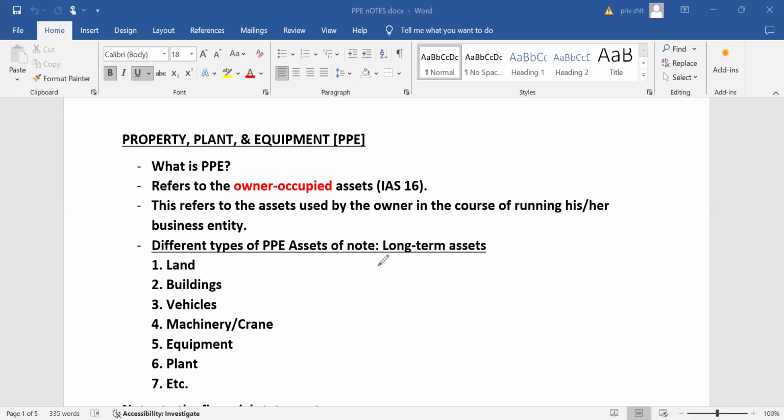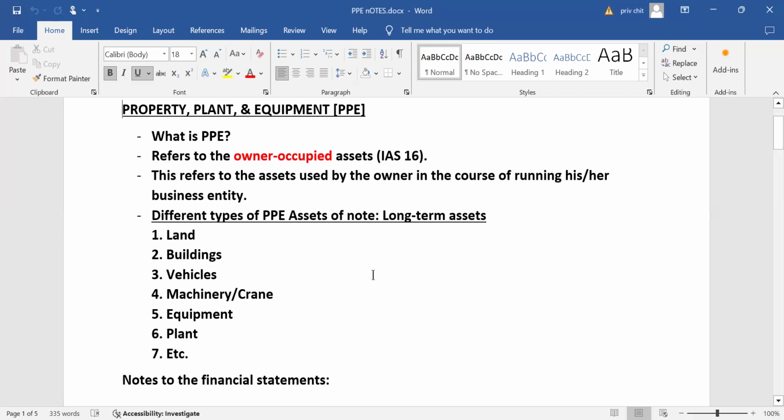And when we are talking of property, plant, and equipment, another important thing that you need to bear in mind is that these are long-term assets, meaning these assets have a useful life of a period longer than 12 months. That's what it means when you say these are long-term assets. So their useful life is above 12 months, right? It's very important to take note of that.